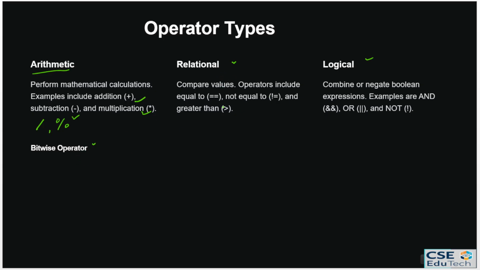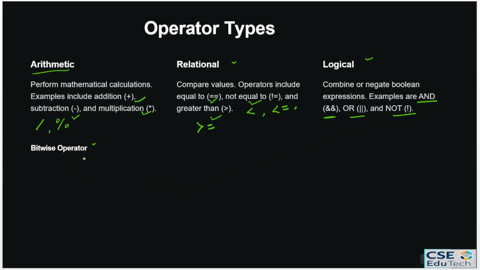Relational operators are basically used to compare values. For example, equal to, not equal to, greater than, less than, less than or equal to, greater than or equal to, etc. And logical operators basically combine or negate Boolean expressions. Examples are logical AND, logical OR and NOT operations, and this is the representation of their symbols.